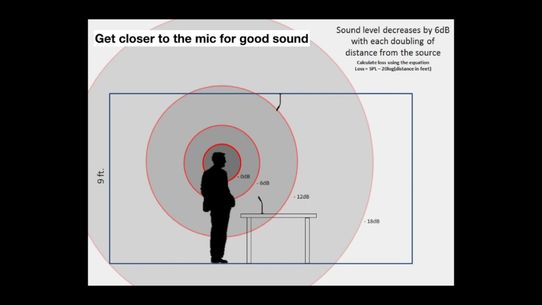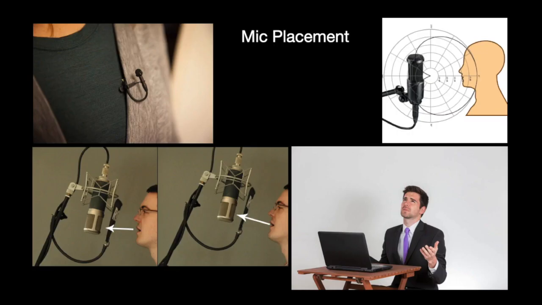So here's a lesson in good miking technique. You need to get closer to the mic for good sound. Here's a little diagram that illustrates that between 1 and 2 feet is the ideal distance for recording your voice. And every foot after that, there's a decrease in the sound by 6 dB. So by the time you get to 4, 6, 8 feet out, you can see the drop off in sound. That's why mic placement is so critical.